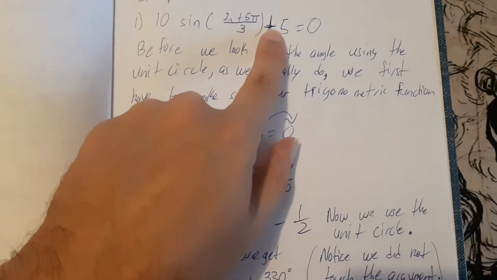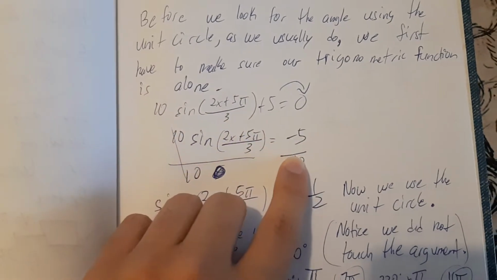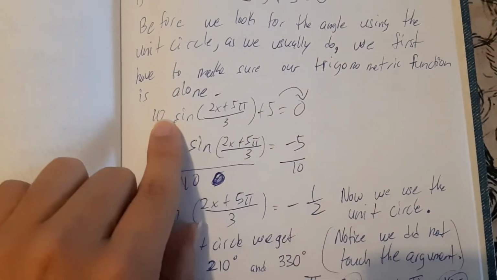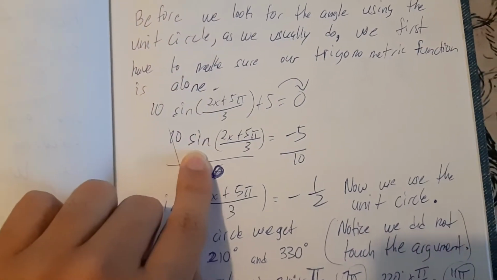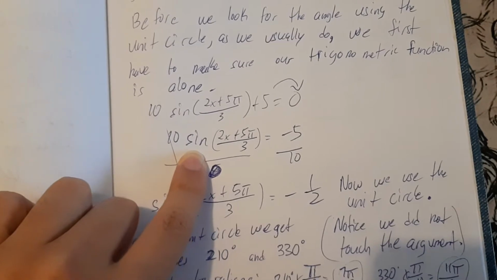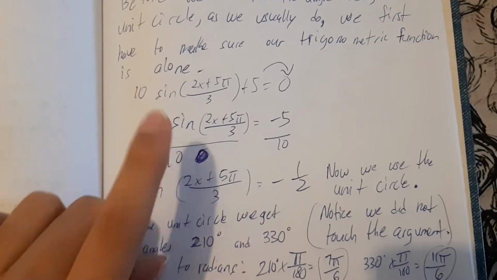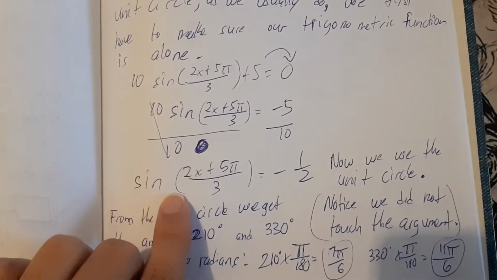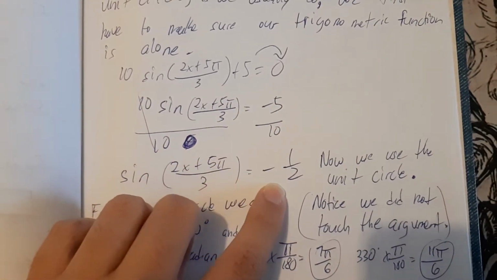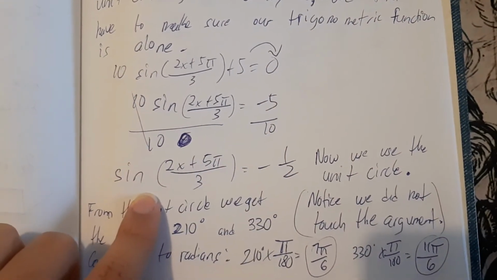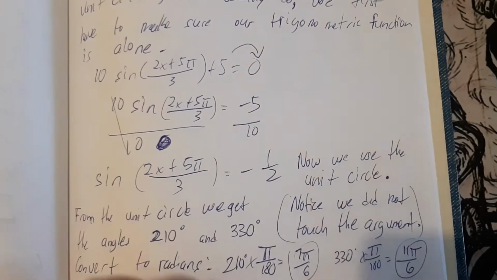So first we take this 5 and we move it over to this side. It used to be positive, now it's negative. All right? And then we get rid of the 10. This 10 is multiplying the sine. Therefore, we have to use the inverse operation, which is division. So we divide by 10 on both sides, and then we simplify. Negative 5 over 10 is equal to negative 1/2. So the sine of (2x plus 5 pi divided by 3) must be equal to negative 1/2.